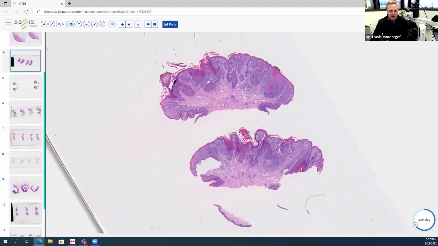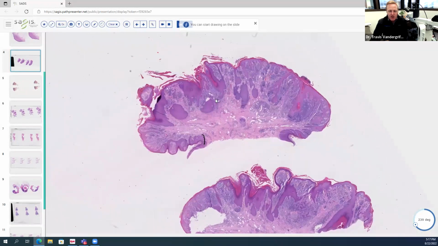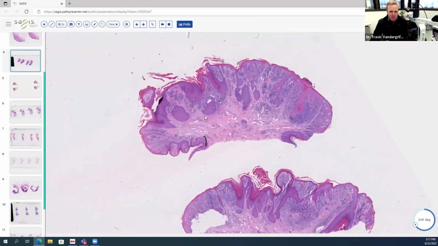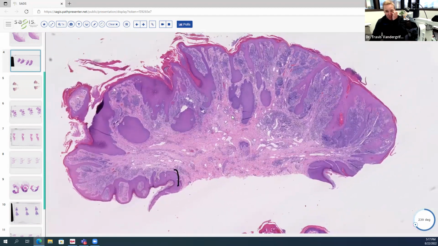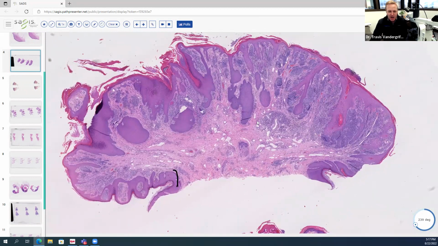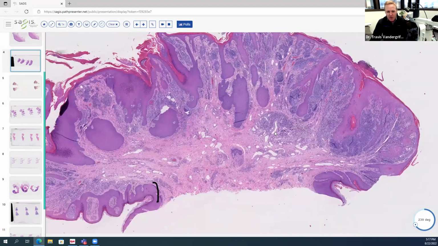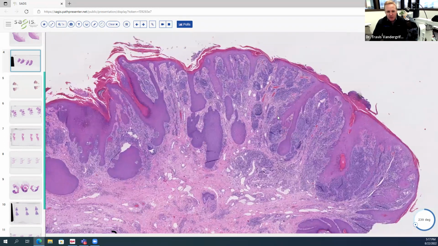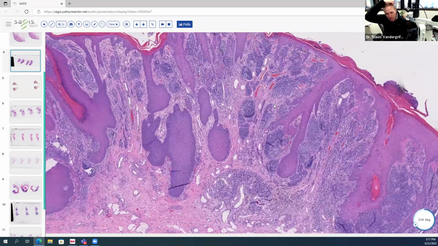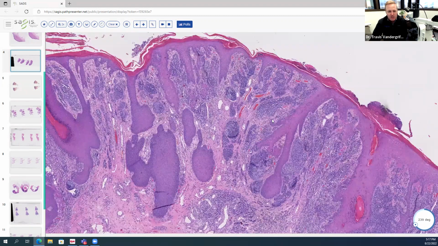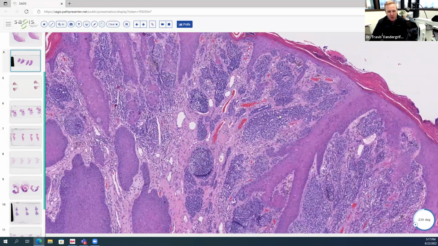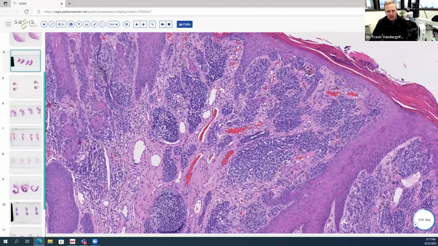It looks to be pretty symmetric. It's hard to say exactly if it stops right here. Our circumscription looks to be pretty good, but regardless, on the silhouette, you get the impression that this is probably benign. However, we always have to examine on higher magnification before we commit to an interpretation. And as we go to a little bit higher magnification here, some alarming features start to become apparent. What I'm seeing as I go to higher magnification is that we're dealing with a melanocytic neoplasm.